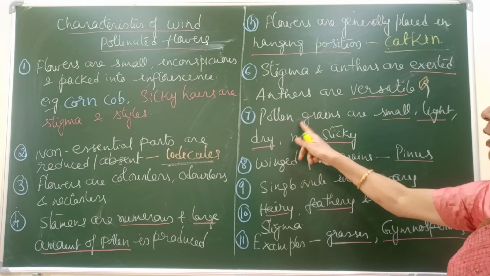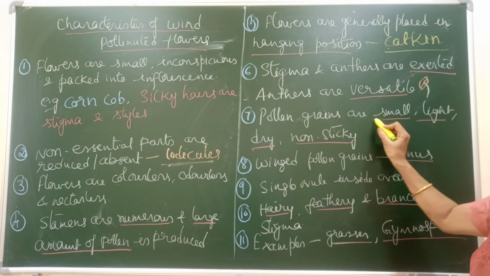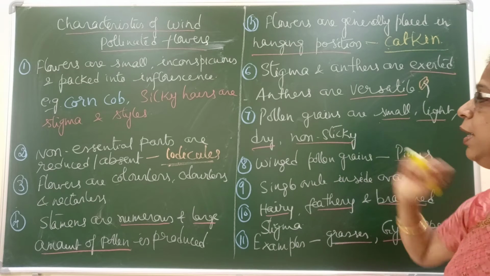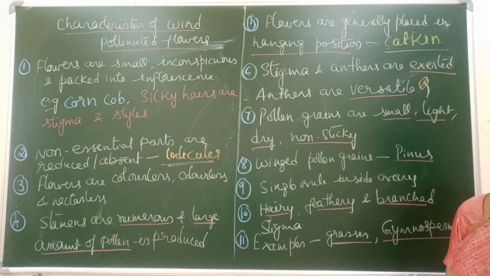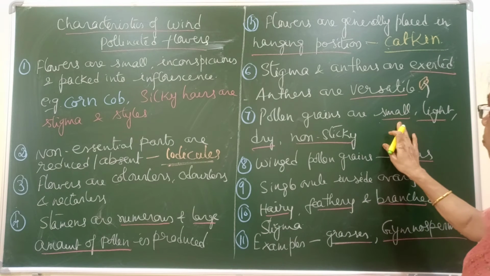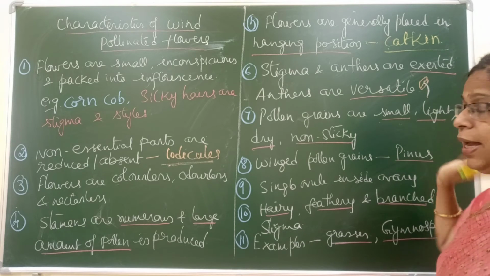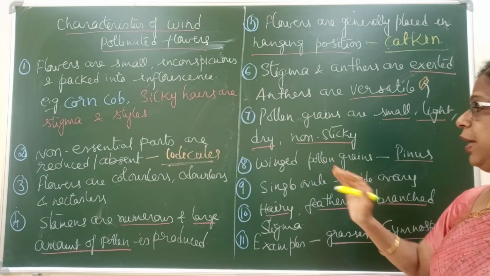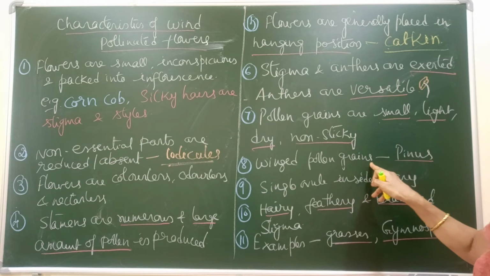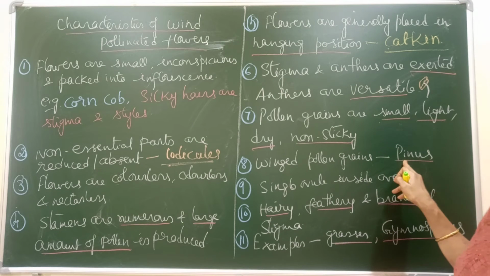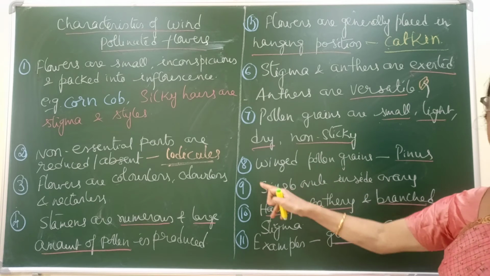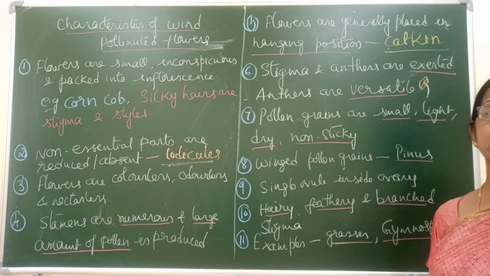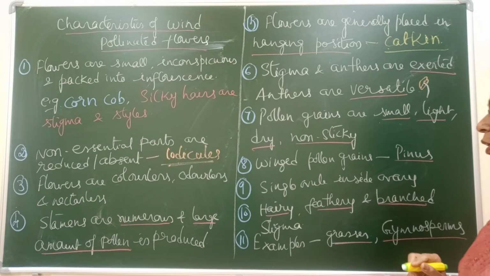Then next, another very important feature: pollen grains are small, light, dry and non-sticky, so that they can easily be carried away by wind. They are non-sticky, small in size, very light in weight and dry. Next example, winged pollen grains are found in Pinus. This is another adaptation in Pinus where pollen grains show wing-like structures so that they can easily be carried away by wind.